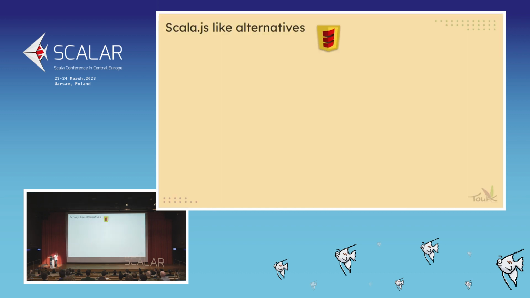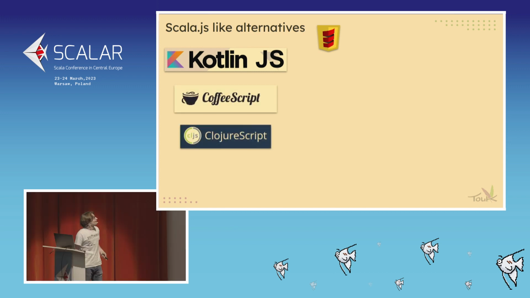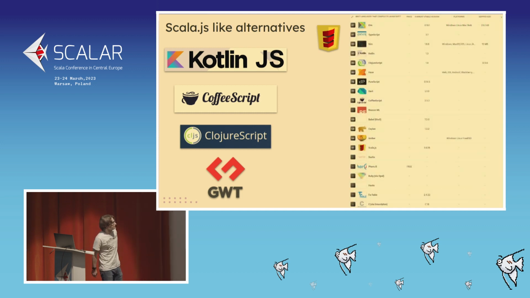Well, Scala.js is not a new concept. It's not the first tool that compiles something to JavaScript so we wouldn't have to write JavaScript at all. There are lots of other tools, like Kotlin and Scala, and GWT as well. And as you can see, there are lots of alternatives out there as tools which compile to JavaScript.